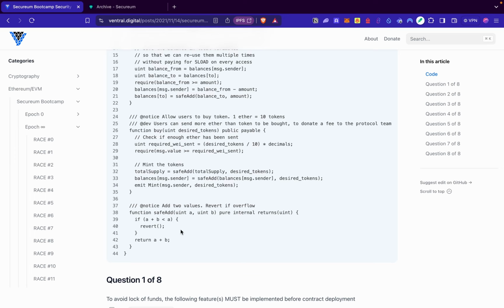The last function is the safe add function. It adds two values and checks for overflows. When you are adding two values, you can exceed the maximum possible value supported by a UINT, and it checks for that. If that happens, it reverts, otherwise it returns the value.